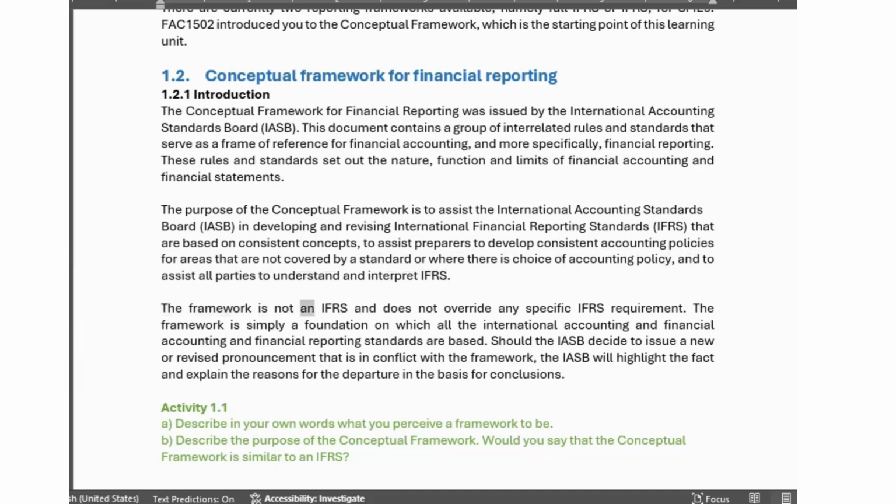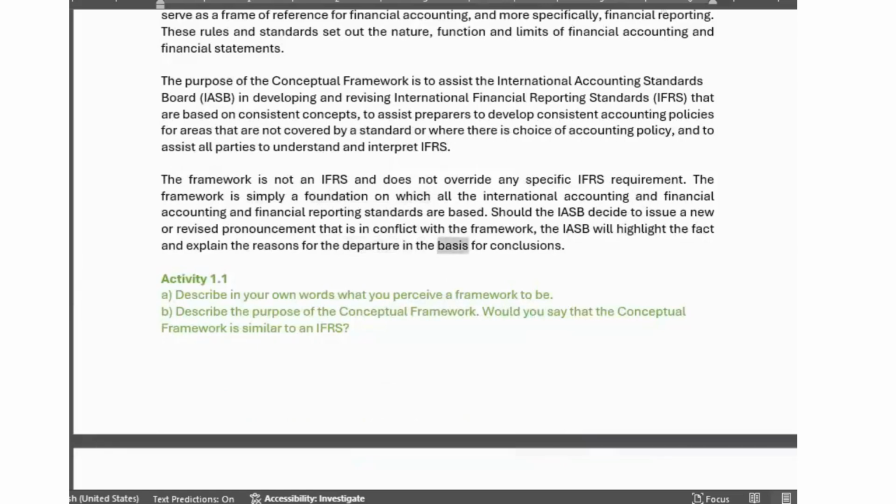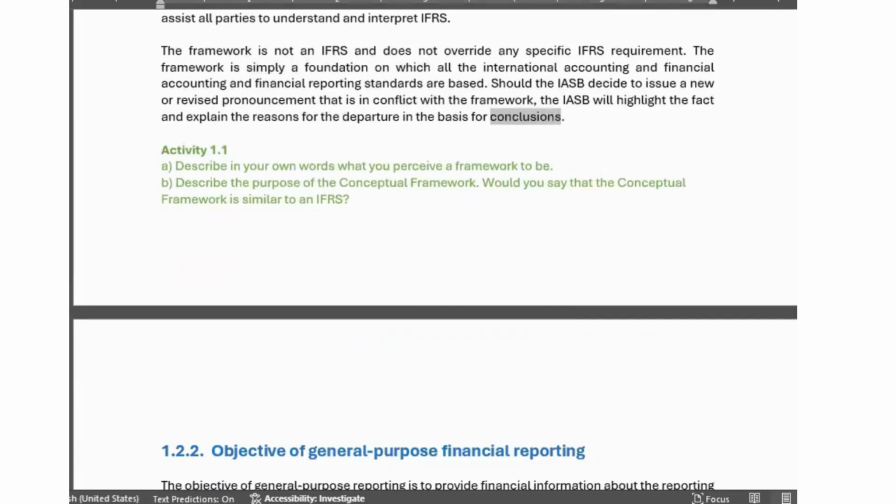The framework is not an IFRS and does not override any specific IFRS requirement. The framework is simply a foundation on which all the international accounting and financial reporting standards are based. Should the IASB decide to issue a new or revised pronouncement that is in conflict with the framework, the IASB will highlight the fact and explain the reasons for the departure and the basis for conclusions.